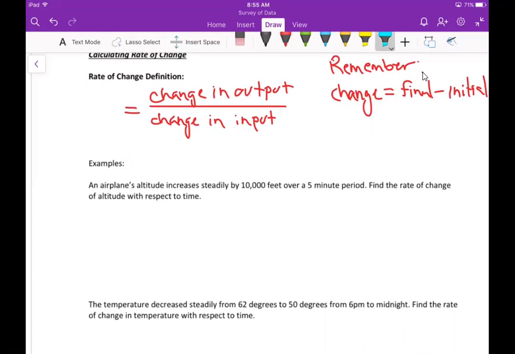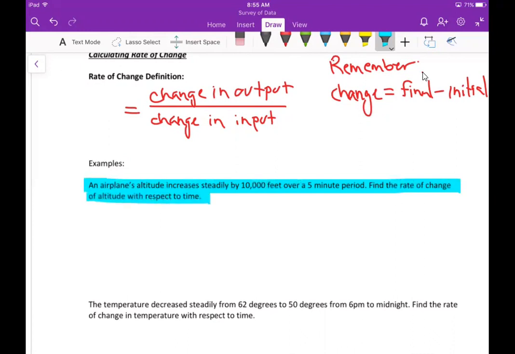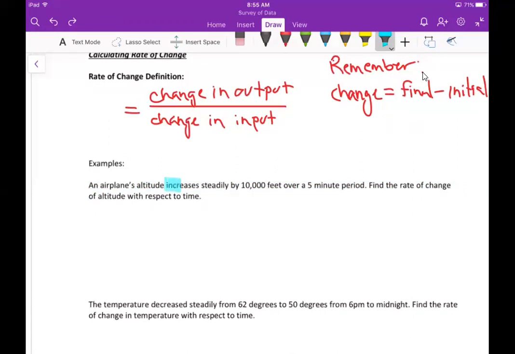In this first example here, we're saying, okay, an airplane's altitude increases steadily by 10,000 feet over a 5-minute time period. And we want to find the rate of change of altitude with respect to time. So actually, instead of highlighting all of that, let's highlight the important part. So our rate of change is going to increase steadily, okay, by 10,000 feet over a 5-minute period. That's the really important information right there.